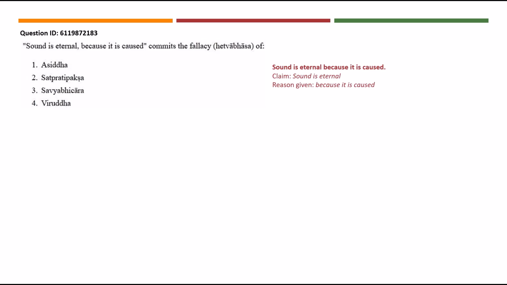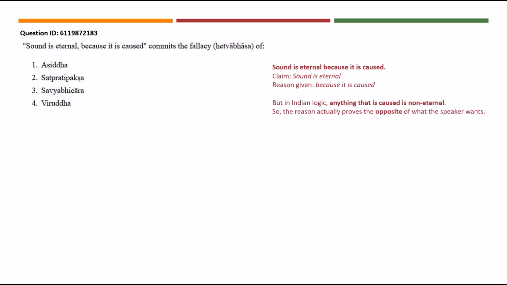Sound is eternal because it is caused. What does it claim? They say sound is eternal and the reason given for the claim is because it is caused. Actually, we have learnt about this particular statement as well as about the fallacy in a previous year question paper. The only problem here is with the terms that are given in the options because nobody would have learnt the Sanskrit philosophical words. Actually, learning philosophical words in English itself is quite tough. Asking us to learn multiple languages for one particular unit and only 5 questions is really tiresome.